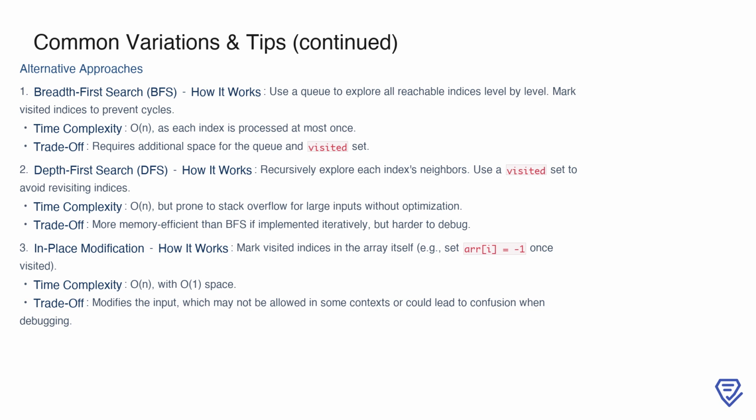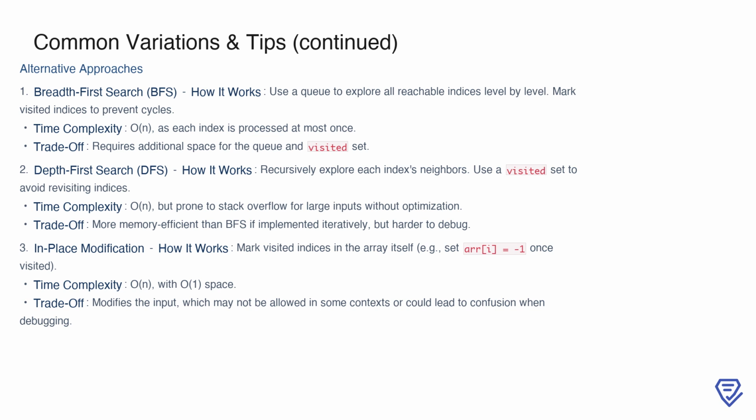Next, there's depth-first search, or DFS. This can be implemented recursively or iteratively to explore paths deeply before backtracking. Like BFS, you should mark indices as visited to avoid revisiting them. Recursive DFS, however, can lead to stack overflow for large inputs, so an iterative version might be more reliable.